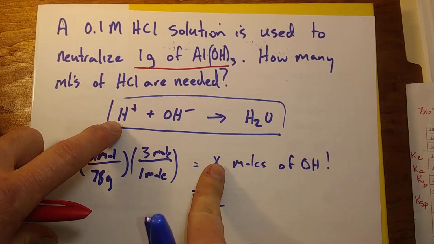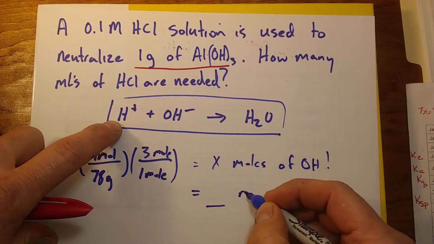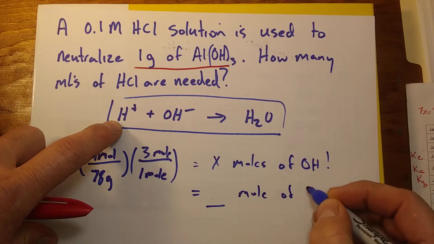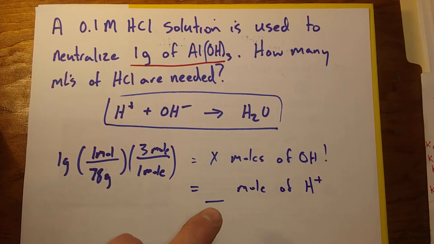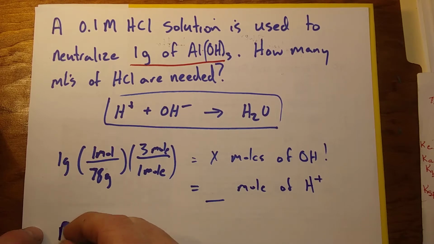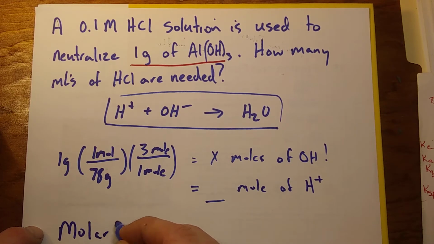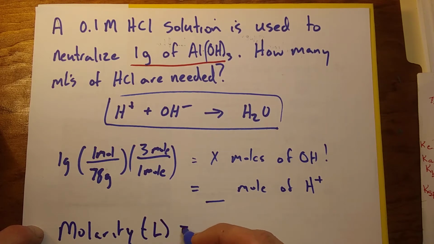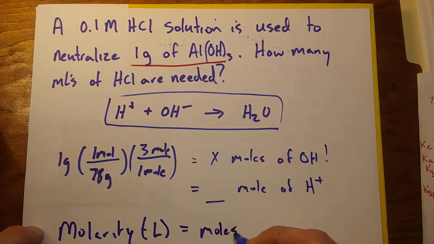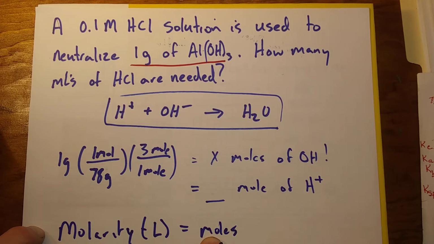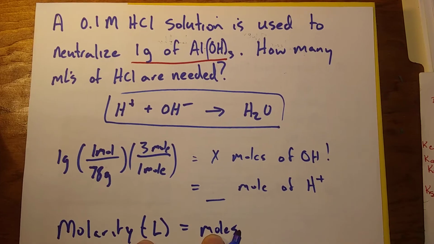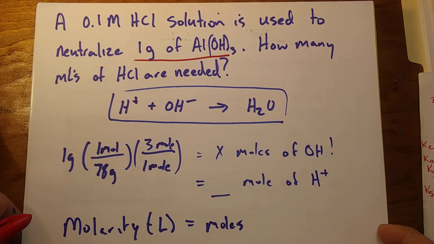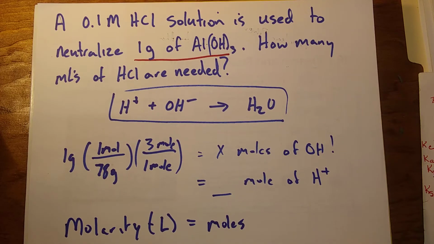So what if we find X? That's also the mole amount of H plus. And once you have that, that's key, because then you can use the molarity times liters is equal to moles. So we can work it backwards. We can put the moles in, we'll know the molarity, and we'll just solve for X. In this case, it'll be our liters. So I'm going to do that right now.